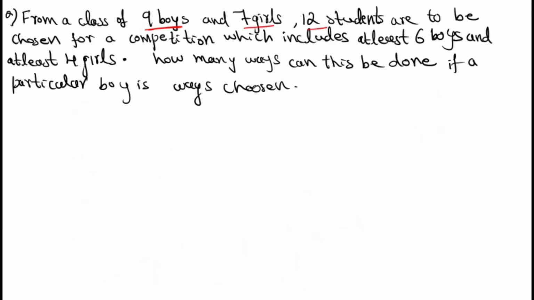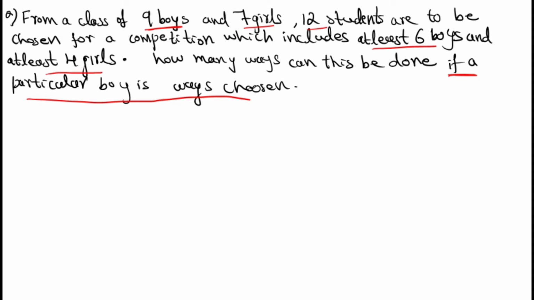See the next question. From a class of 9 boys and 7 girls, 12 students are to be chosen for a competition, which includes at least 6 boys and at least 4 girls. How many ways can this be done if a particular boy is always chosen? See, it's a very important thing. Whatever group you are constructing, one particular boy is common for that group. That's the meaning of if a particular boy is always chosen.